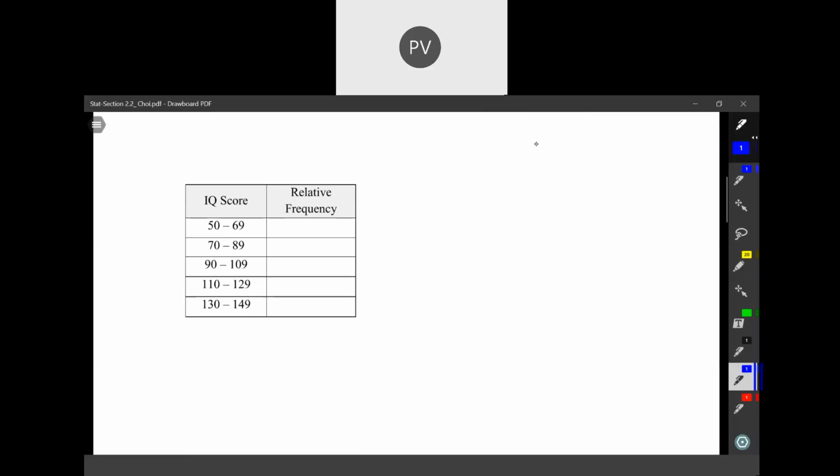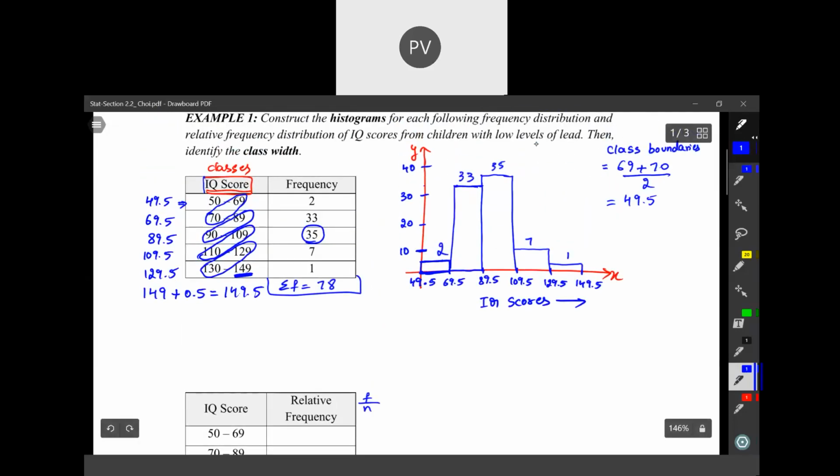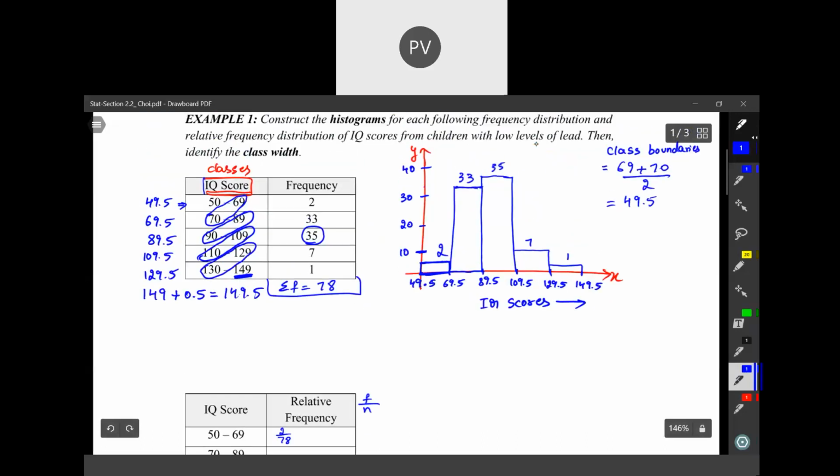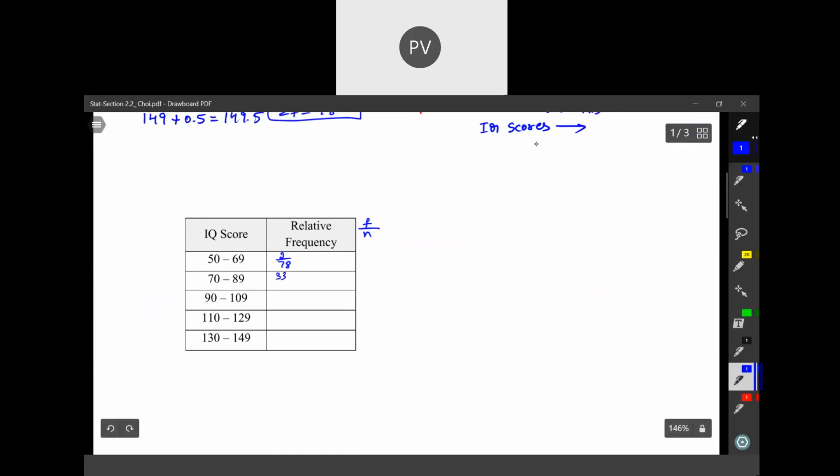How do we find the relative frequency? The formula is F divided by N. N is nothing but the summation of F. So here F is 2, so it is 2 divided by 78. And next it is 33 divided by 78, and 35 divided by 78, 7 divided by 78 and 1 divided by 78. If you calculate this, you will get a decimal format. Convert that into percentage by multiplying by 100. So I will write the final answer, 2.6. Remember, this is in percentage. And 1.3.